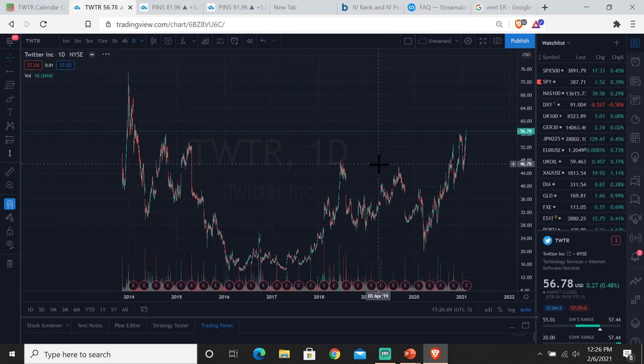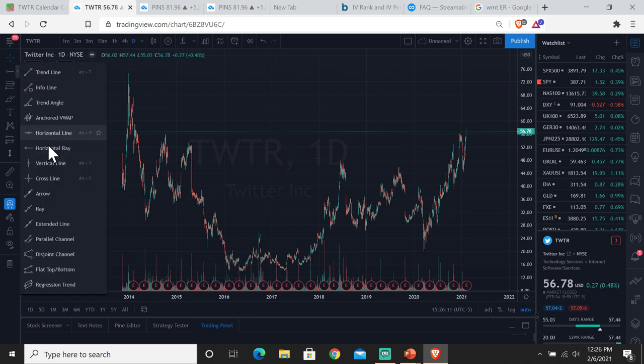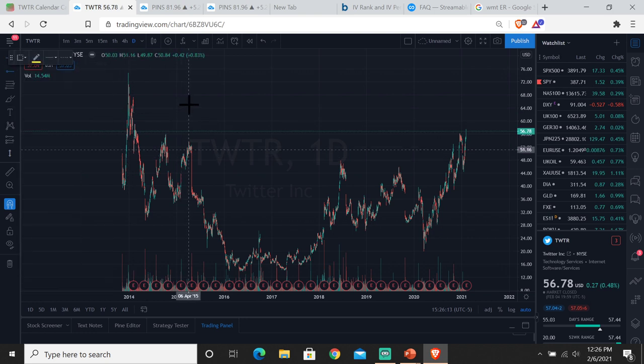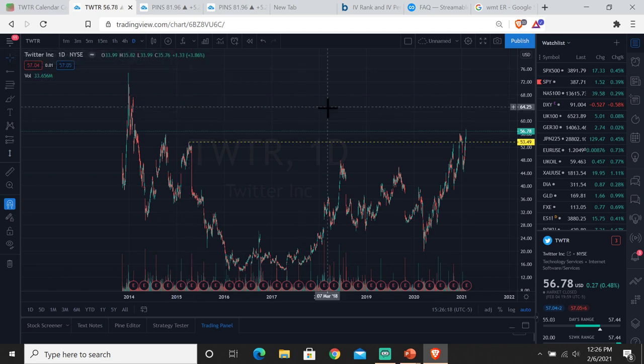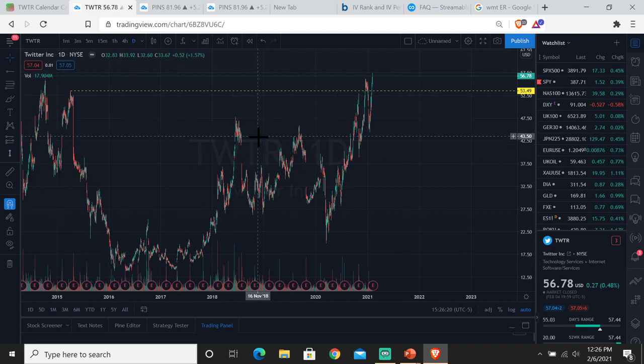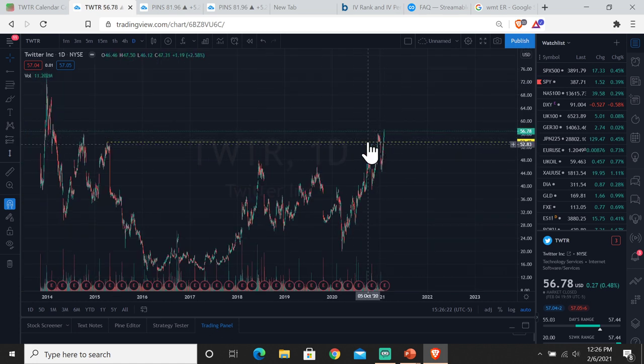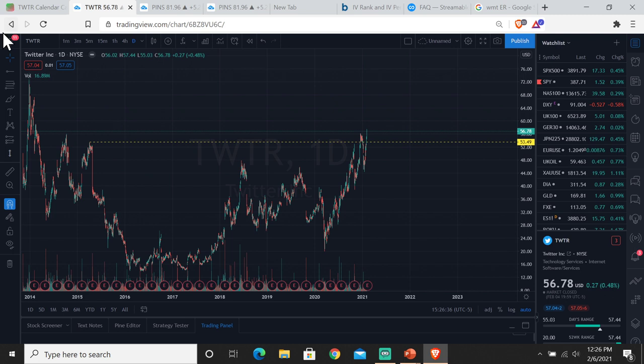Twitter is just going up, huh? Cup and handle? This is so far back, 2015. I think this is a cup and handle, right? I think this was a cup and handle, but I don't know. Not really. You can see it dip back down here, but this is kind of a stretch of a cup and handle.